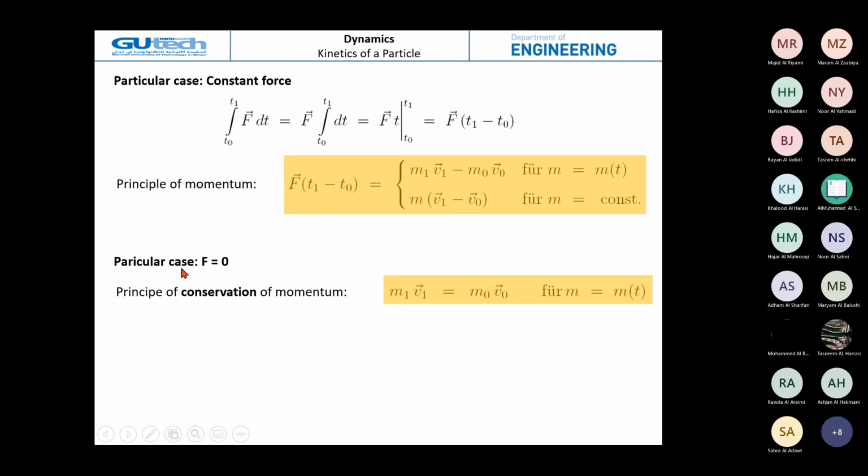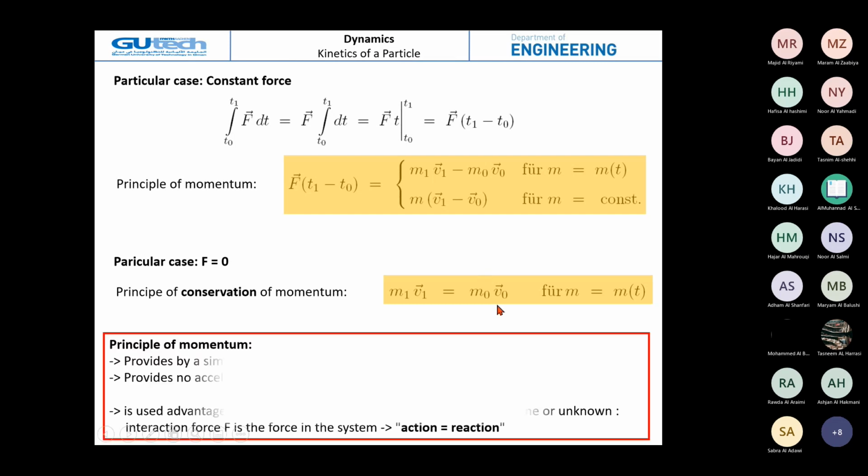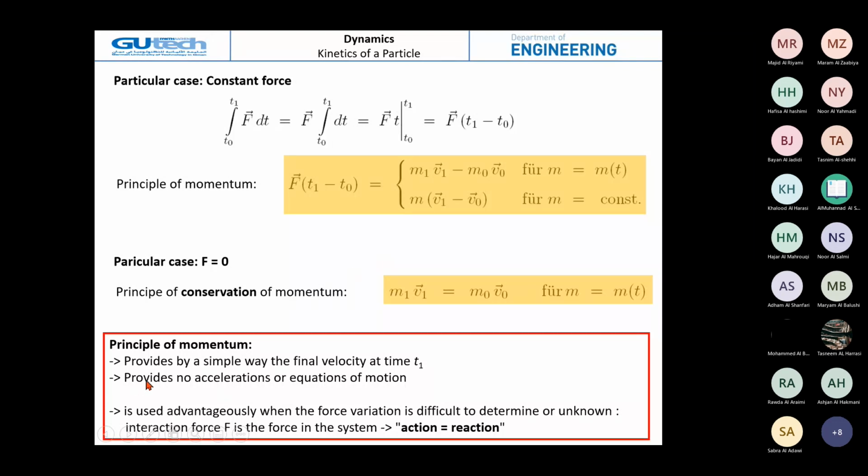Then we have seen a particular case when there are no external forces. We call this the principle of conservation of momentum. It means the momentum at time t1 is equal to the momentum at time t0. There is no change in the momentum. What is important is that this principle of momentum provides in a simple way the final velocity at time t1, but does not provide acceleration or the equation of motion. It has advantages when the force variation is difficult to determine or unknown. The interaction force is the force in the system, where the action is equal to the reaction.